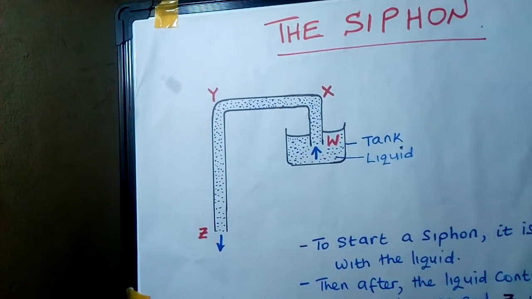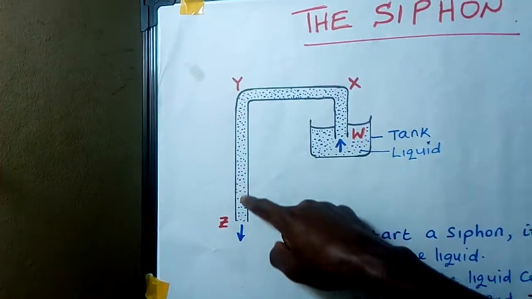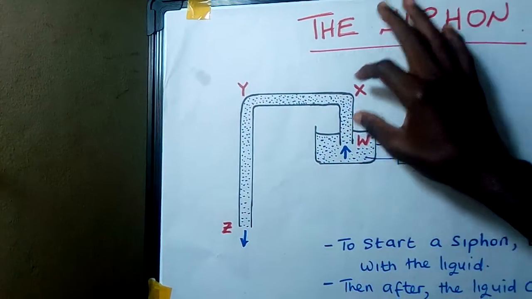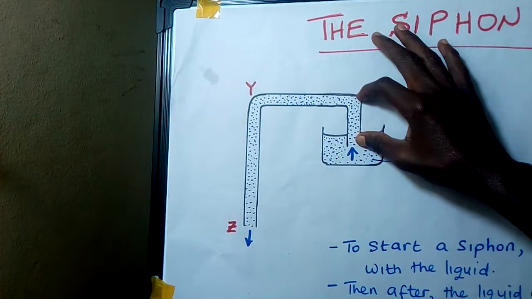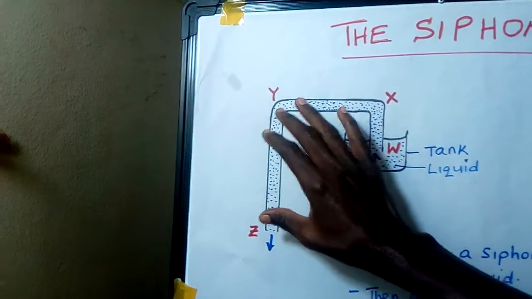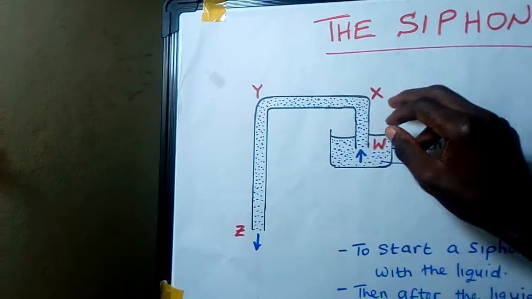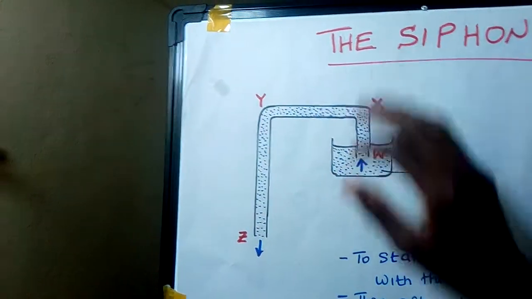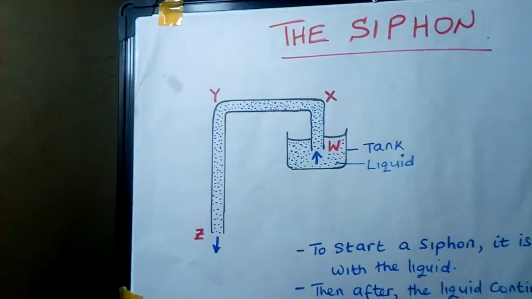Now the question is, what makes the liquid flow? The liquid flows because of the greater force of gravity. There is a gravitational force which is pulling this liquid downward. There is gravitational force on the short arm, and there is also gravitational force on the longer arm. But the gravitational force on the longer arm is greater, there is more on this side. So this makes the liquid flow.